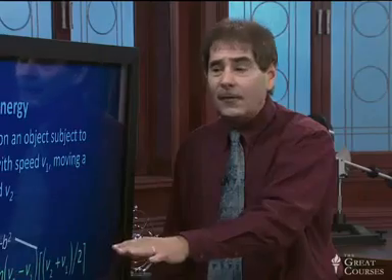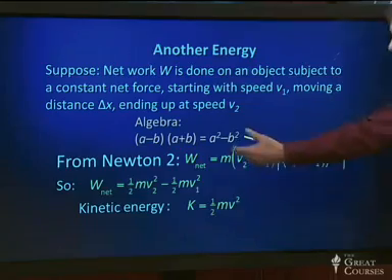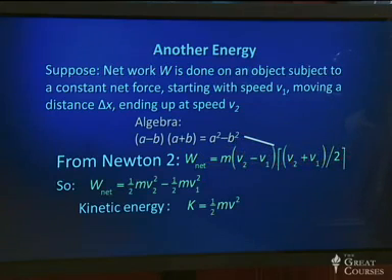Where did that idea come from? It came from Newton's law. It came from Newton's second law. This was applying Newton's second law to find the work done in moving an object with a net force as its velocity changed from v1 to v2. So that's the net work done on an object subject to a constant net force starting at some speed and ending up at another speed. And although I assumed the force was constant so I could apply Newton's law without having to do calculus, this is in fact a very general result.